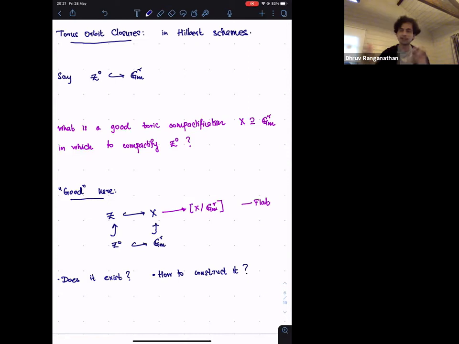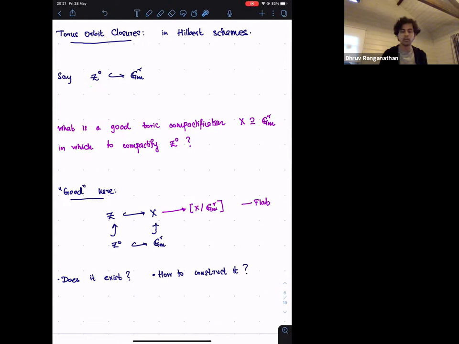Studying torus orbit closures in Grassmannians, for example, is a very rich direction. But really, I want to think a little bit about what torus orbit closures in Hilbert schemes look like. And the reason I want to think about it is because it gives an answer to the following simple question. So I'm going to put myself in a situation where I just have an algebraic torus and a subscheme, a subvariety inside of it. And I'm going to ask the question, what is the best way to compactify this? I'm going to insist that it's an equivariant compactification. So what is the best toric compactification that's best adapted to this subscheme?